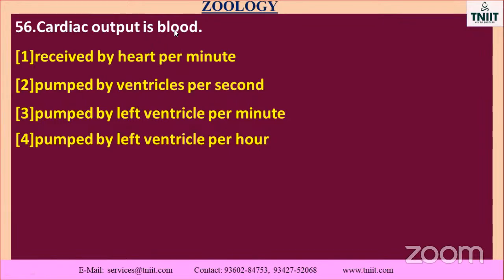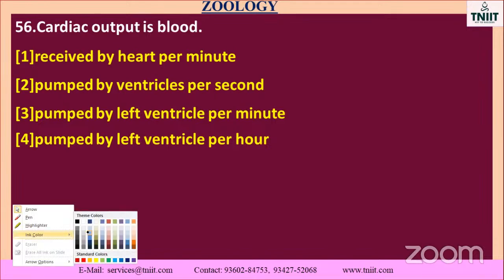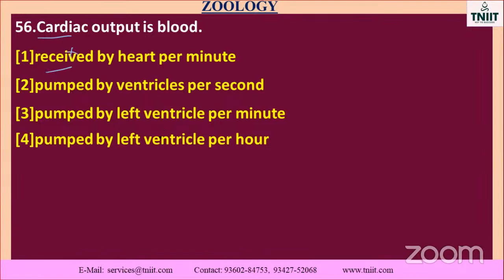Cardiac output is blood received by heart per minute. What is the meaning of cardiac output? Cardiac output means received? No. Pumped by ventricle per second? No, always calculate per minute only. Pumped by left ventricle per minute is the correct one. Pumped by left ventricle per hour, it will not be like that. So cardiac output is calculated as pumped by left ventricle per minute.